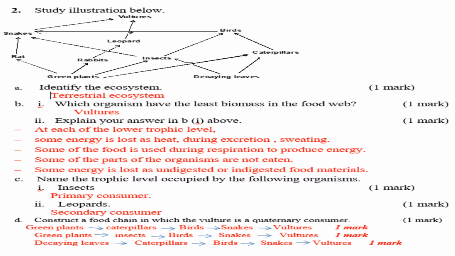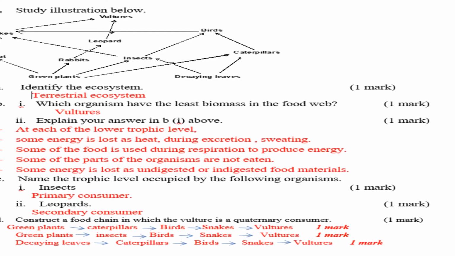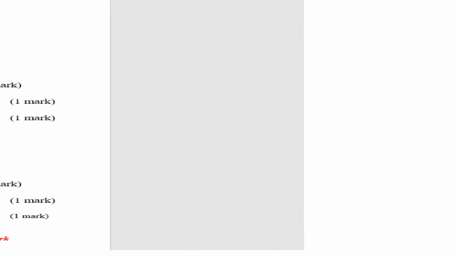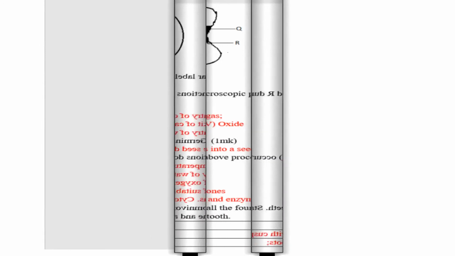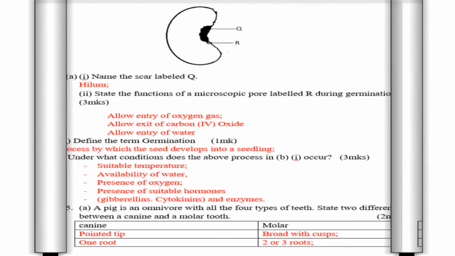Our last food chain is decaying leaves being eaten by caterpillars, being eaten by birds, and then the last one is vultures.